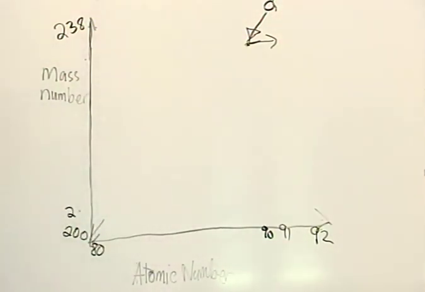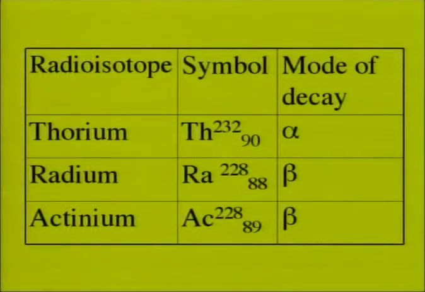So now I will give you those radioisotopes, and you have the symbol and the mode of decay for each one. So quickly copy that. I'll give you 4 of these, and then after that you can start plotting this in.